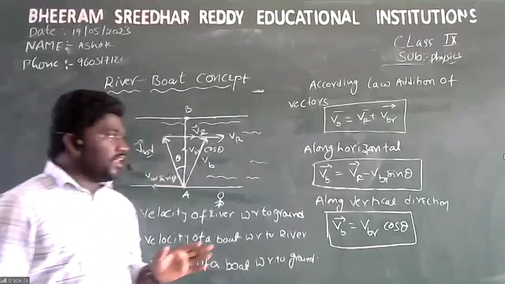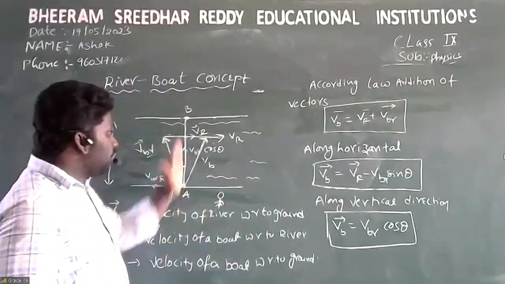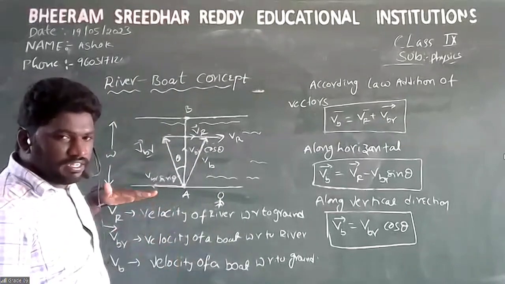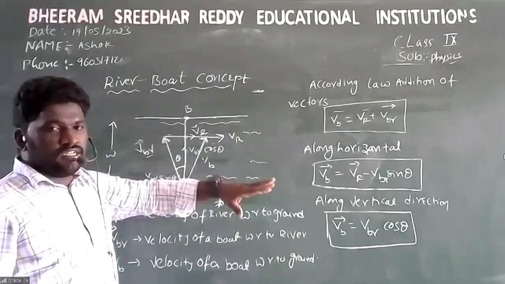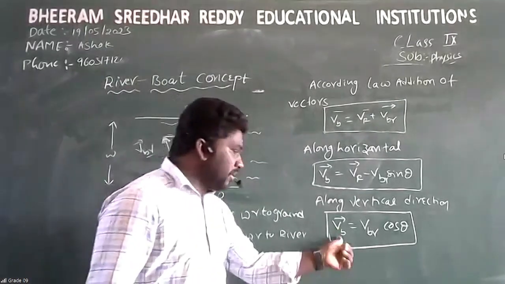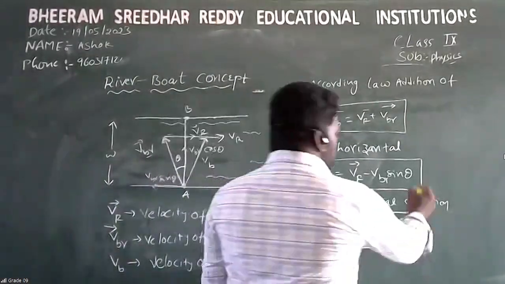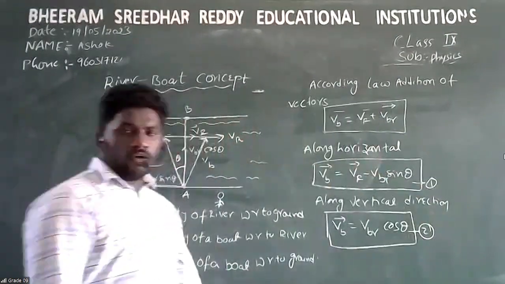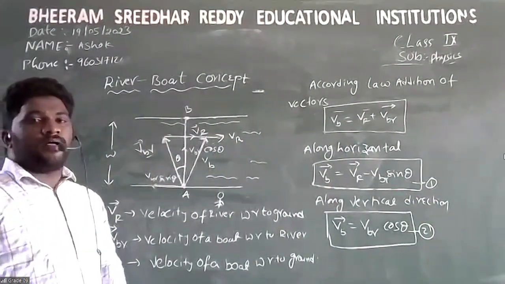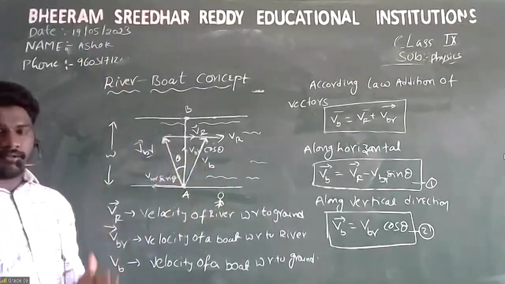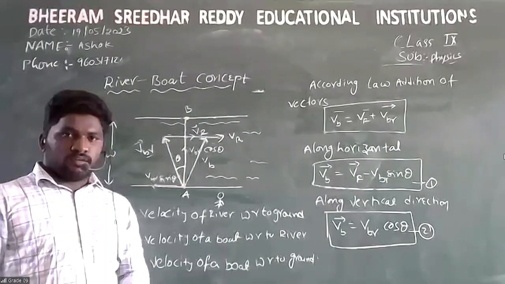Right? Next one, along the vertical direction. Along the vertical direction, the velocity of the river is equal to 0. Why? Because the river is moving exactly in the horizontal direction. There is no vertical motion of the water. That's why the boat's vertical velocity will become VBR cos theta. These are equation number 1. It is taken as equation number 2. Okay, Nana? Next, we will find the time taken by a boat to reach the opposite side of the bank. Right? Copy this one, Nana.